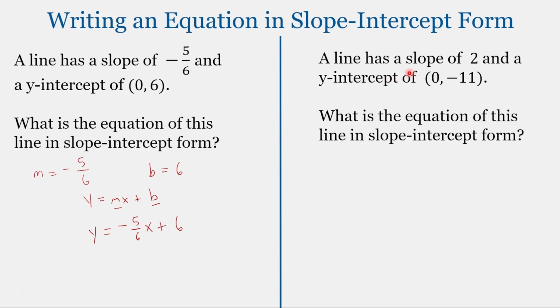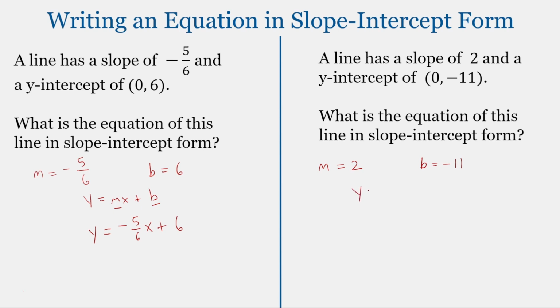Let's try another one in this format. Again, slope is given directly, so we have a slope of 2. That means m is equal to 2. And the y-intercept is the ordered pair (0, negative 11). So we have a y-coordinate of negative 11 and an x-coordinate of 0. So this is our b. So b is equal to negative 11.